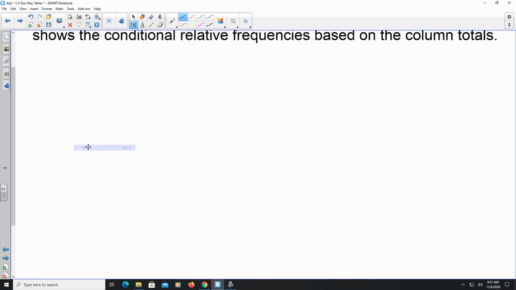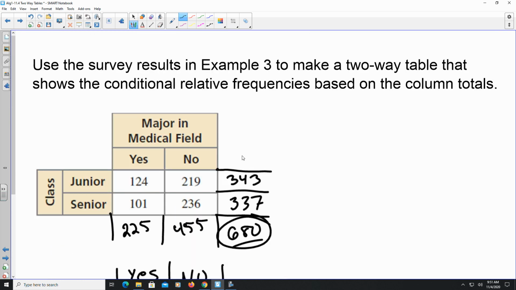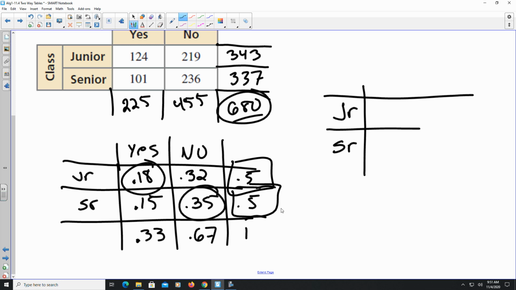So I copied all this over, okay? So this is just what we just created. They want you to use this example here, making a two-way table that shows conditional relative frequency based on the column totals, okay? So what we're going to do is look at this table here, and we've got our juniors, our seniors, our yeses, and our no's.